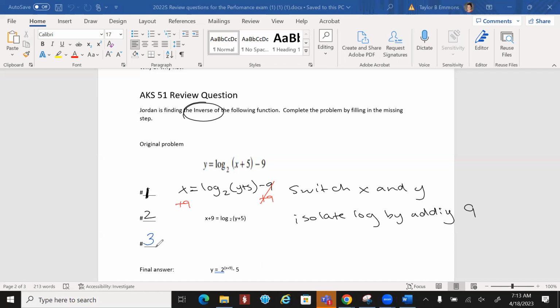On the third step, what we're going to do is the circle of life. You could call this the circle of life, or you could say change to exponent. So you start at your base, go to the outside, finish over here. So this is going to give me 2 raised to the x plus 9 equals y plus 5. So we use the circle of life. Also known as we changed to exponential.